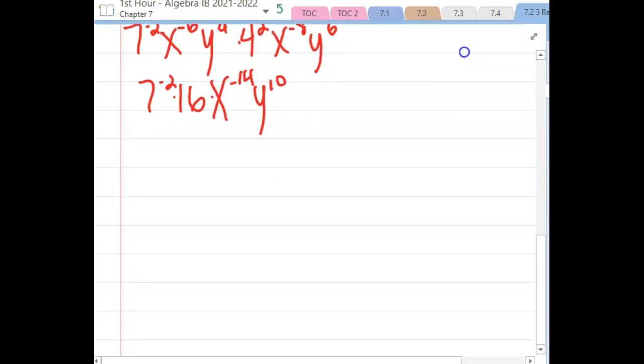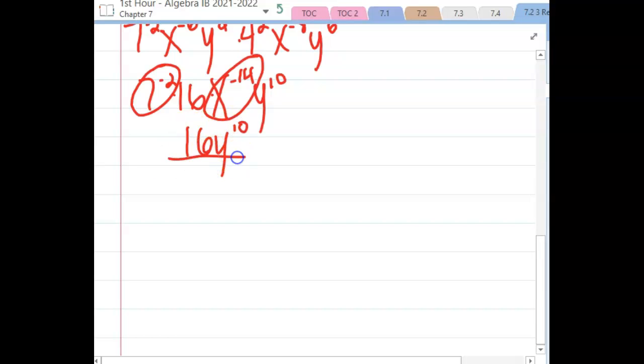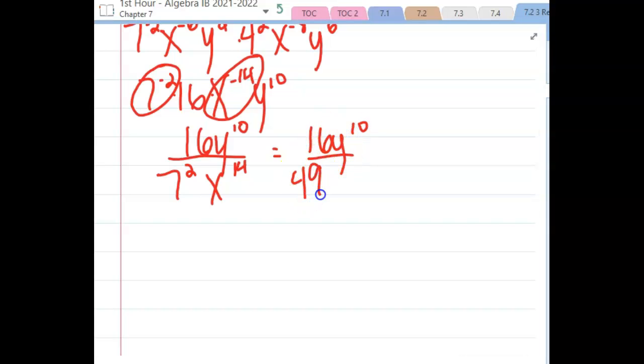Okay, now we've got some negative exponents. So the 7 has a negative exponent. The x has a negative exponent. So we'll leave the 16y to the 10th in the numerator. We'll move the 7 squared to the denominator and the x to the 14th to the denominator. And then the last thing, we want to evaluate that 7 squared. So it'd be 16y to the 10th over 49x to the 14th.